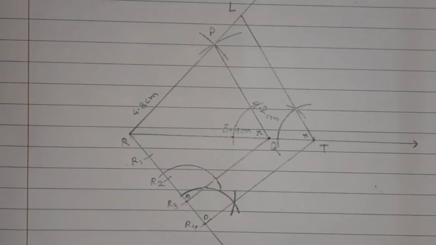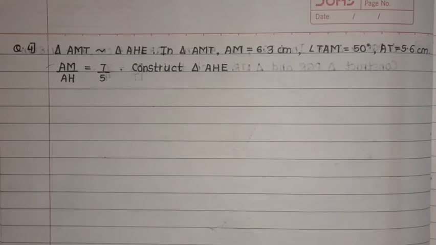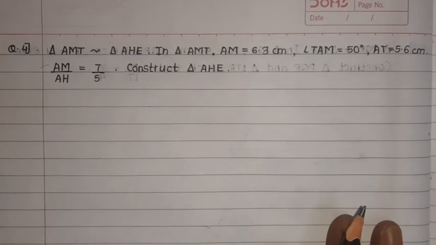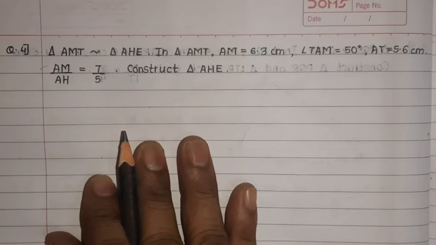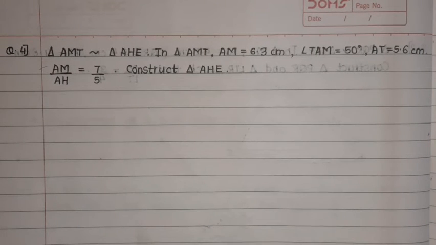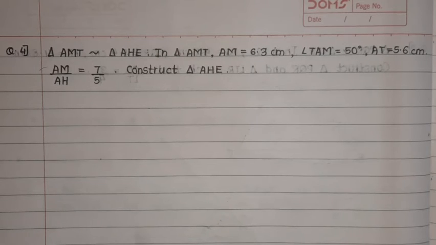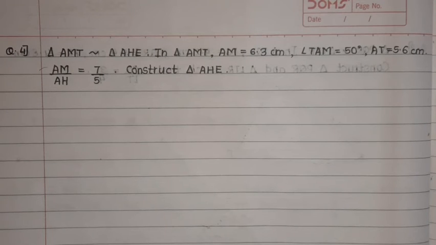Dear student, try to draw this construction, do the practice of this construction. It is important from the point of view of the exam. Dear student, let's start with question number 4 from the practice set. Question number 3 is for you. Try to solve question number 3. It is very easy. Now we have to start with question number 4 from practice set 4.1.